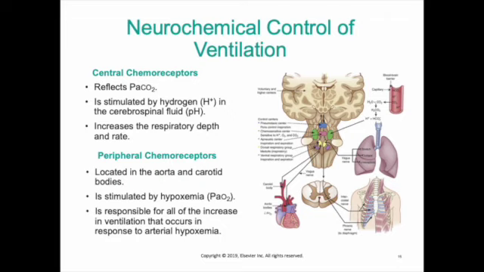The central chemoreceptors are sensitive, again, to very small changes. Remember, only 1 to 2 millimeters of mercury will trigger this event. And it's going to maintain a normal arterial pressure of CO2 under many different conditions. Think about when you're exercising. It automatically does this in normal conditions.